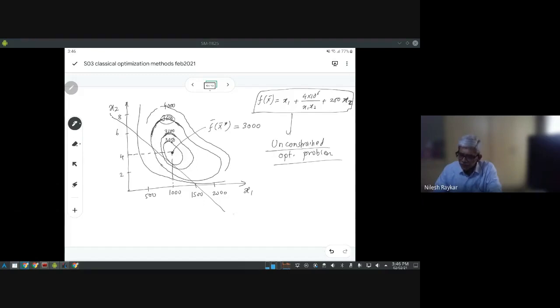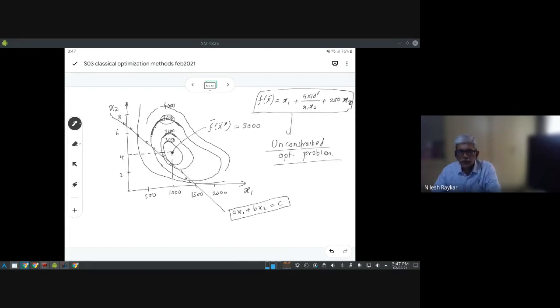So whatever is the equation of this line, ax1 plus bx2 equal to c, that is the equation of this line. If you specify this, then this becomes your equality constraint. So your solution must lie on this particular line. So that becomes an optimization problem with the equality constraint. That is what we are going to see next.